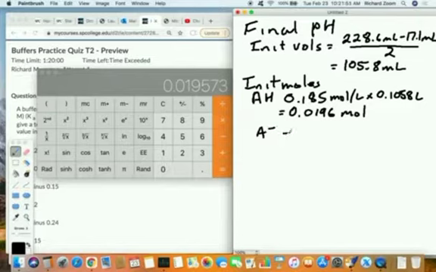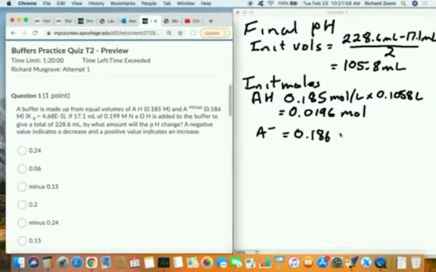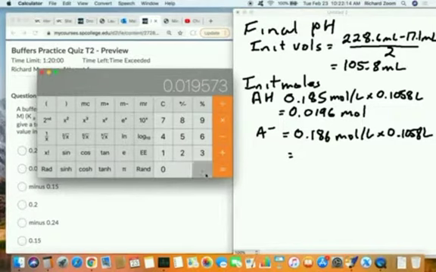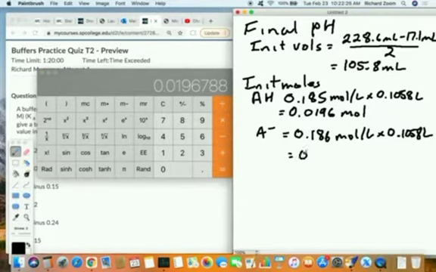Now for the A minus, it's going to be 0.186 moles per litre from the problem here, 0.186 times 0.1058 litres, and that's 0.0197 moles.